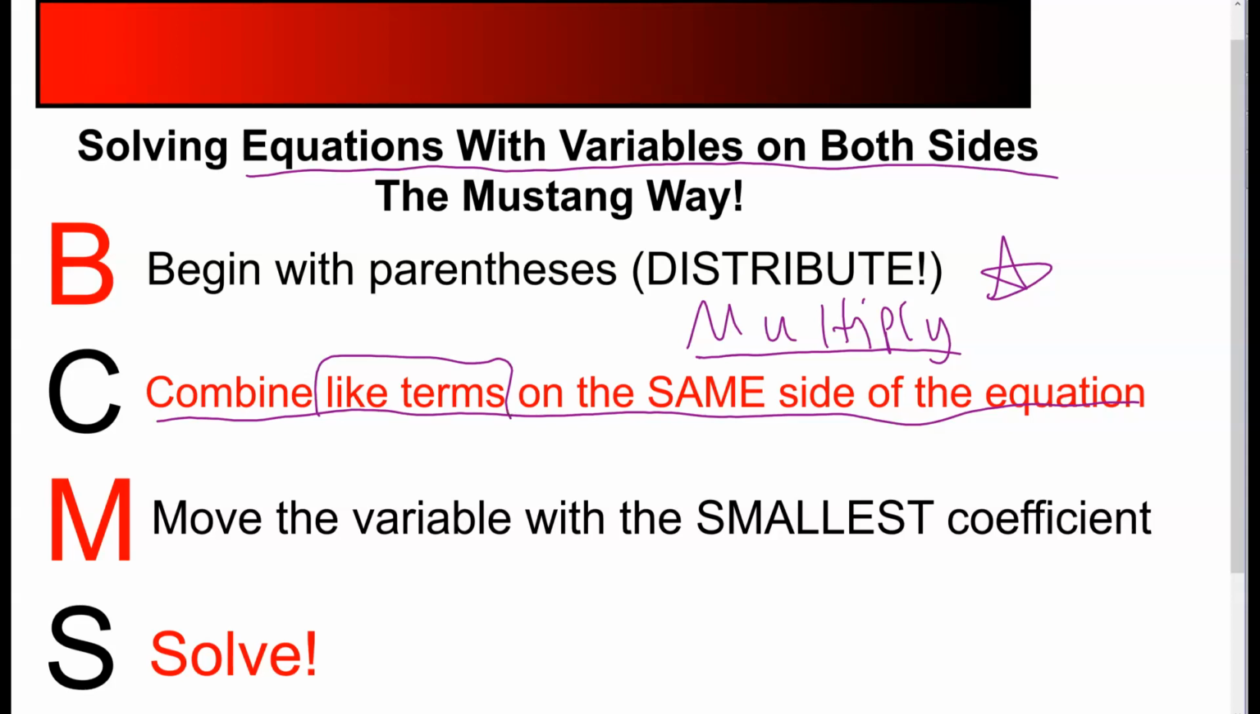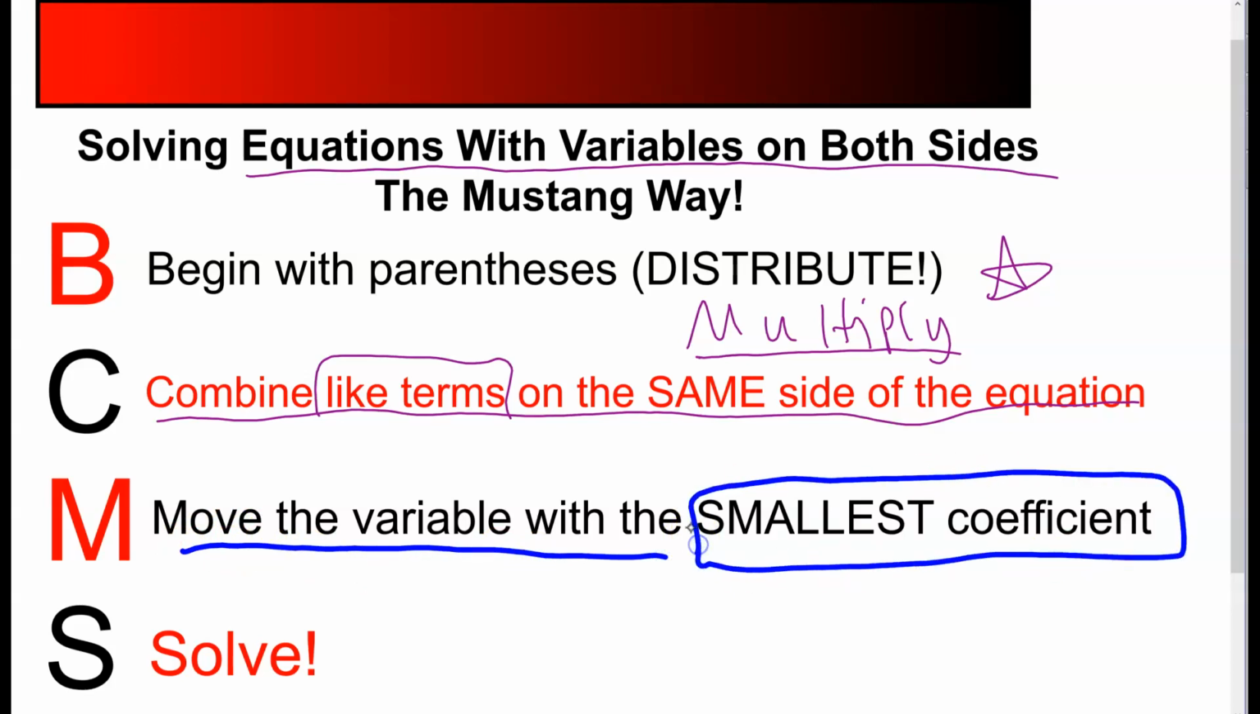Where we get a little different here, and we work through this, right, is the M step. That's where we're going to move the variable with the smallest coefficient, okay? So that would be the smallest number that is attached to the variable. So if I'm looking at a 2x and a negative 10x, okay, I want to think about the smallest coefficient. That would be the one that's lower in value, and so it would be the negative 10x, all right? Negative 10 is the coefficient, the number that is in front of the variable, and 2 is the coefficient of the other. So since negative 10 is the lowest one, that would be the one I move, the smallest coefficient, right?